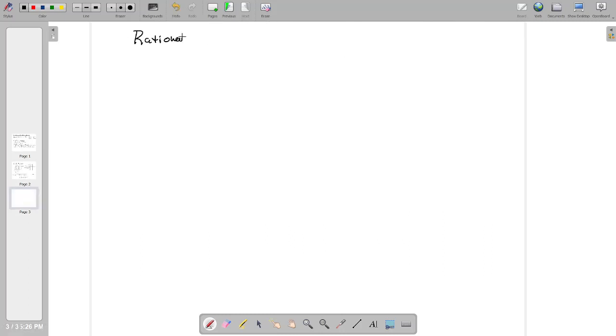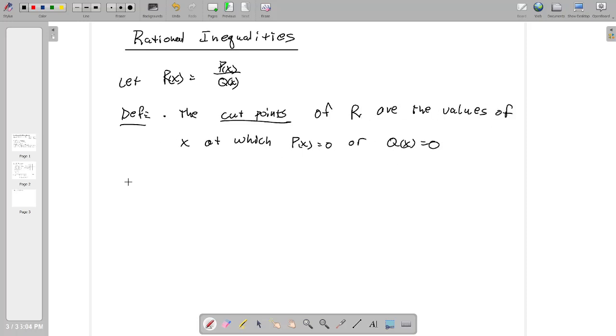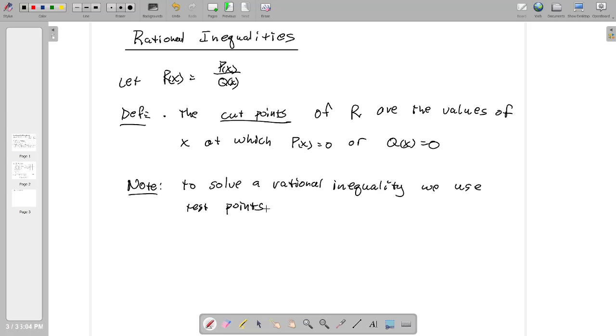Next thing I want to talk about is rational inequalities. Let r(x) equal p(x) divided by q(x). And we do a definition here. Remember, r(x) is a rational function. The cut points of r are the values of x at which p(x) is equal to 0 or q(x) is equal to 0. Note, to solve a rational inequality, we use test points between the cut points.